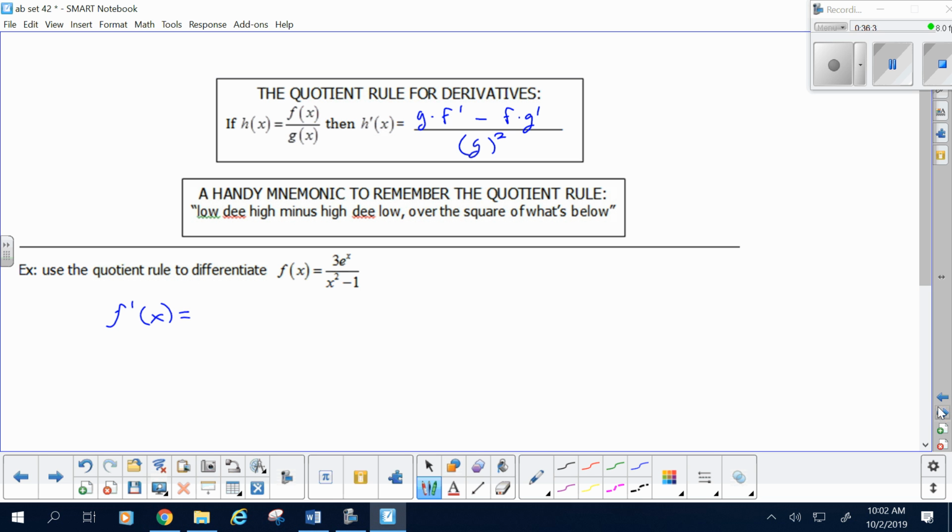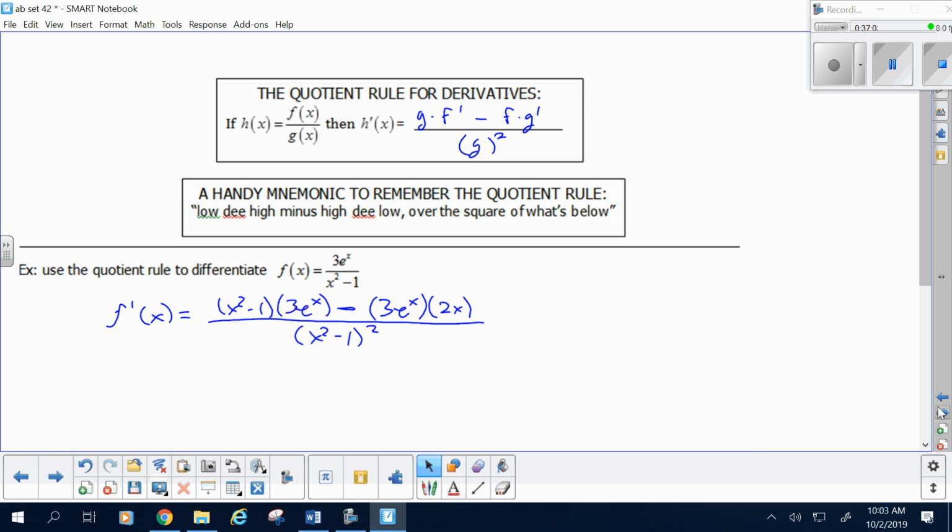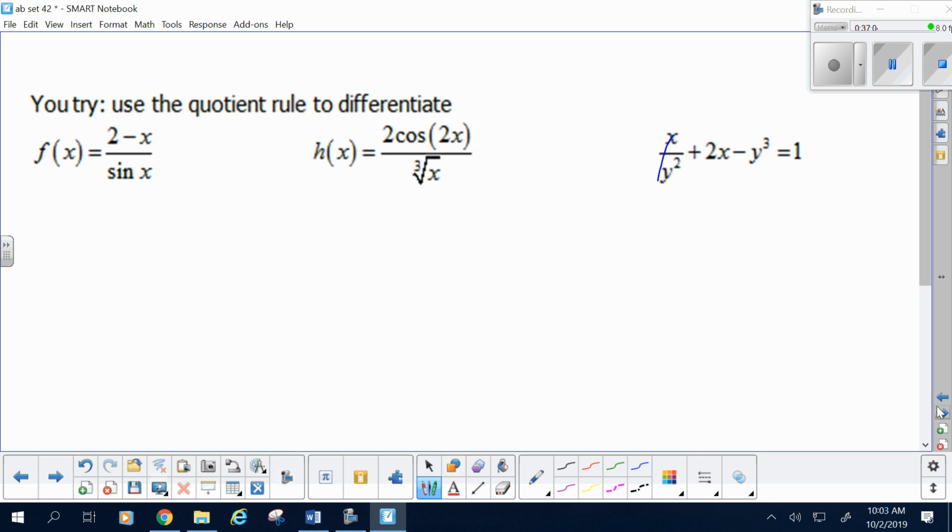All right, so using that idea here and saying the mnemonic as I go, right? So low, what's low? X squared minus 1. D high, 3 e to the x, okay, minus high, 3 e to the x. D low, 2x. 2x, over the square of what's below means put it in parentheses and a square outside and boom, you're done. That's it. Okay? So easy. So this one, I don't think you have this third one, but you do have the first two. Would you do those two on your own?